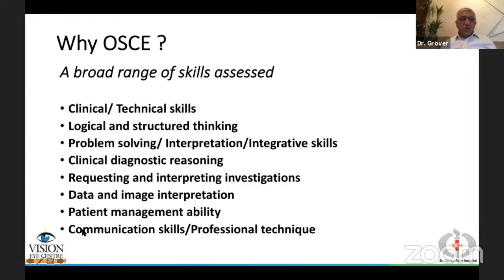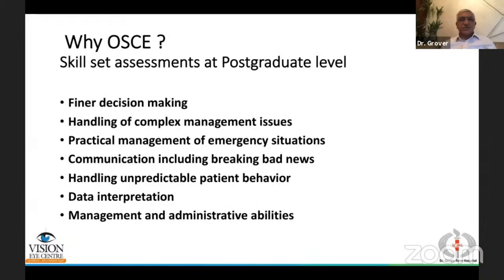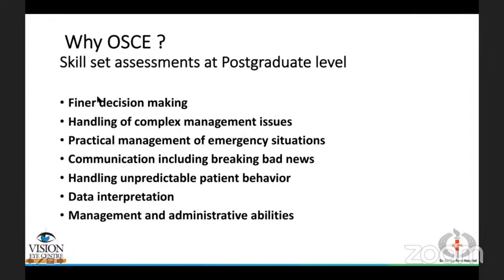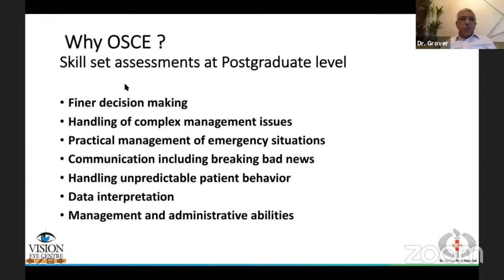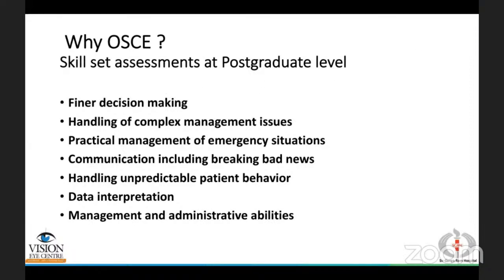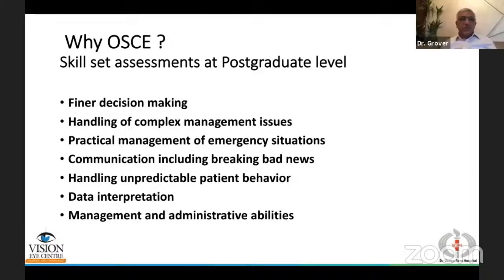Also, your communication skills and professional technique can all be looked at through an OSCE examination. And this will become clear when we talk about the methods that are used or the types of questions that are asked. At postgraduate level, there are certain more things that can be assessed.